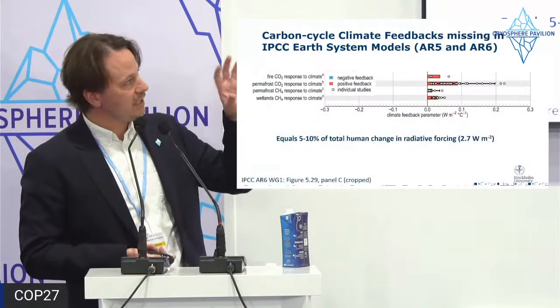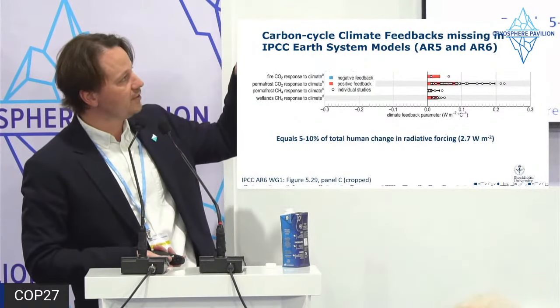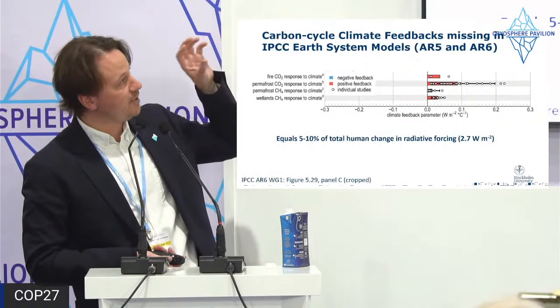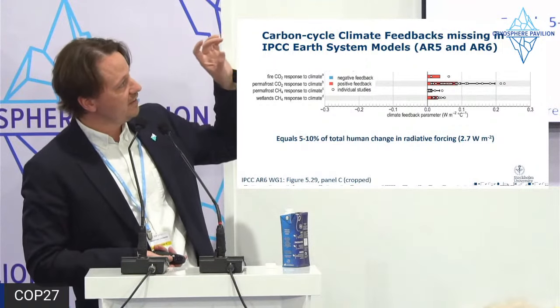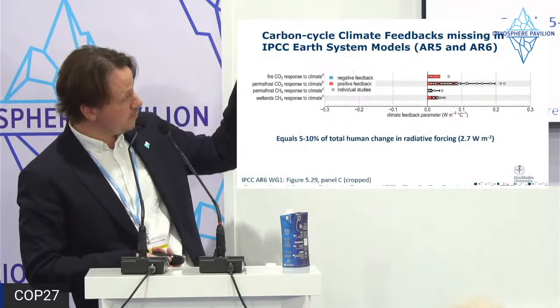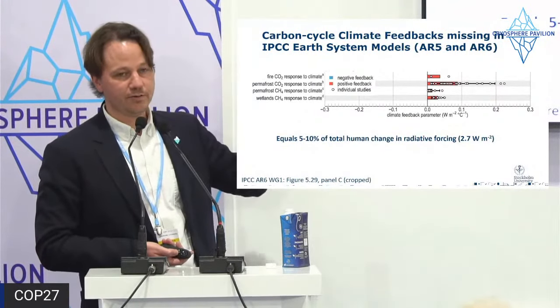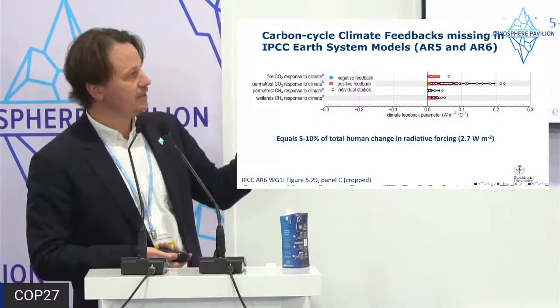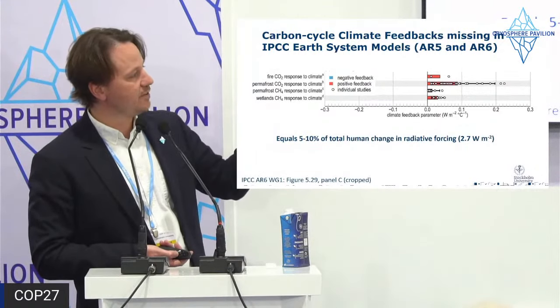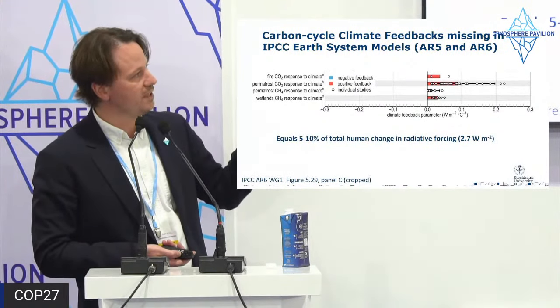So we had this graph where we showed the feedbacks that were in the models. Now this is from the same graph, another section of it, which shows the carbon cycle climate feedbacks that are not in the Earth system models in the recent reports. This is fire response to climate, permafrost response to climate, and wetland response to climate. So the IPCC acknowledges very well that all of these feedbacks are missing, and they try to account for them in other ways in the report. You can just note that taken together, this equals roughly 5 to 10% of the total human radiative forcing of 2.7 watts per square meter that we've seen so far.